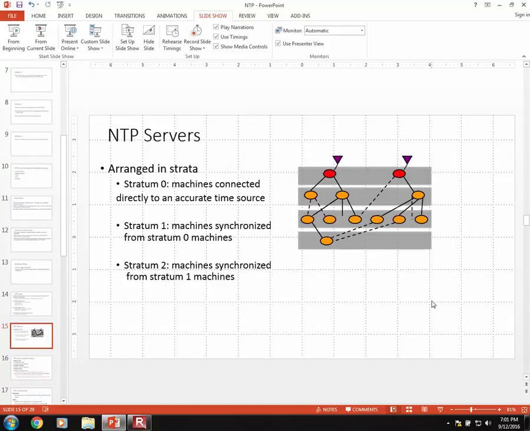So as we mentioned earlier, NTP servers are arranged in strata. So here we have stratum 0, stratum 1, stratum 2, and stratum 3. Stratum 0 machines are connected directly to an accurate time source. Stratum 1 machines are synchronized from stratum 0 machines, and the stratum 2 machines are synchronized from stratum 1 machines, and so on and so forth.